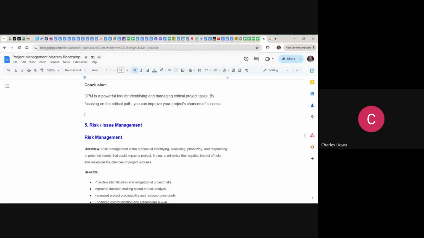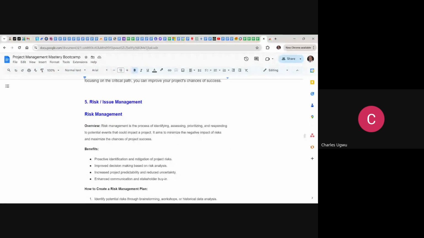Risk and issue management. We start from risk management. So what is risk? We've looked at some documentation for risk, when we looked at documents like the risk register and RAID log. These are some of the documents we use to manage risk. So let's look at risk management in project management.